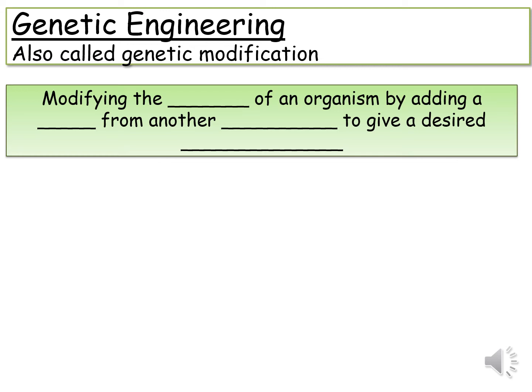So what is genetic engineering? Genetic engineering, also known as genetic modification, or as you may see in your exam, GE or GM. What this entails is modifying the actual gene of an organism or the genome by adding a gene from another organism to give it a certain or a desired characteristic.